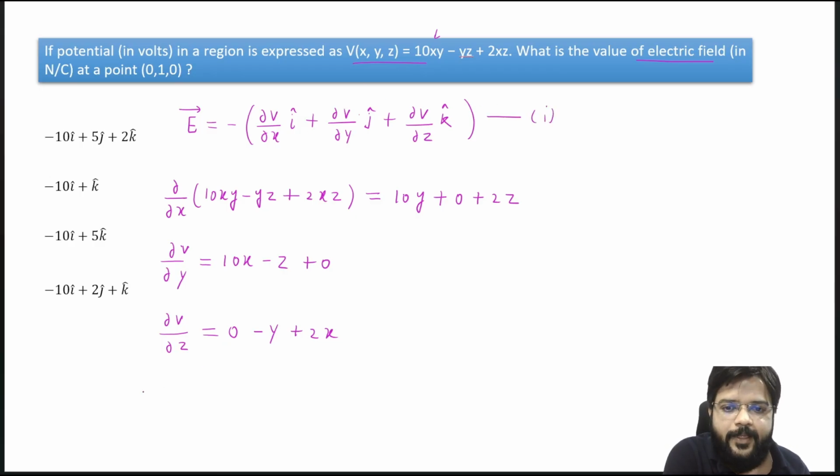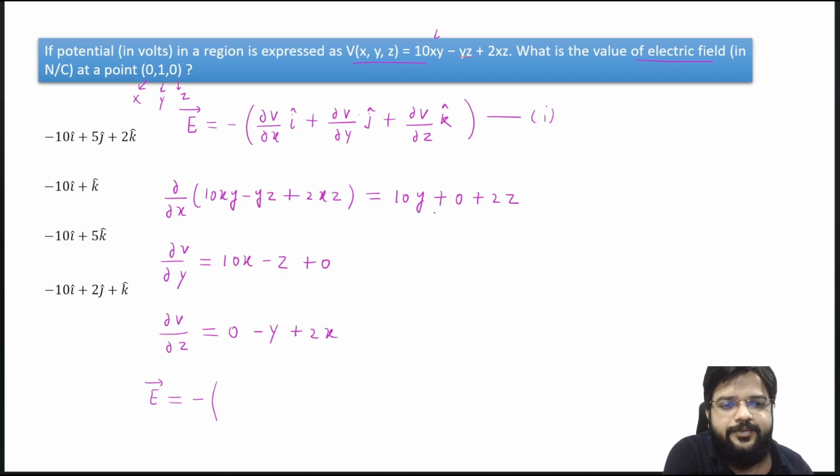That's all. So we are getting E equal to minus del v by del x, which is 10y plus 2z. Correct? We are looking at (0, 1, 0), everyone. At this point we are looking. So this is x, this is y, and this is z. So x and z values are 0, and only y is 1. So x and z is 0 and y is 1.